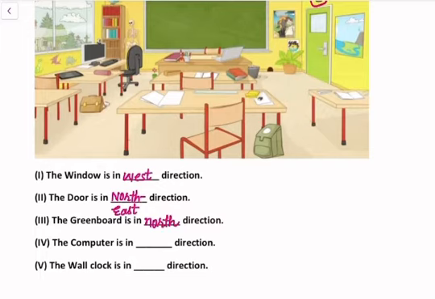The computer is between west and north, so we will write northwest. The wall clock is in the same direction as the door, northeast.